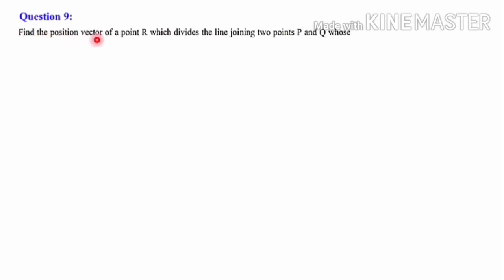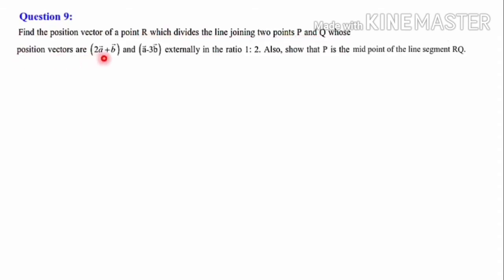Next, we shall discuss question number 9. The question is, find the position vector of a point R which divides the line joining 2 points P and Q, whose position vectors are 2a plus b and a minus 3b externally in the ratio 1:2. Also show that P is the midpoint of the line segment RQ.